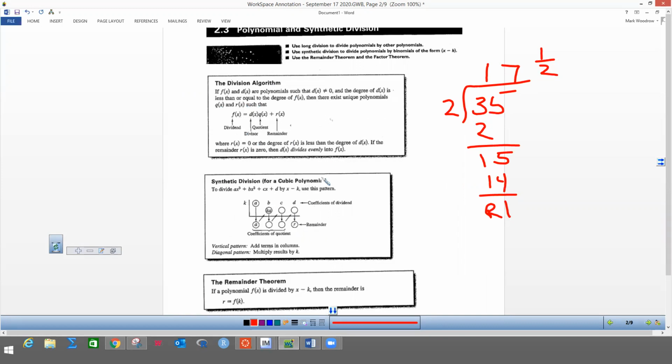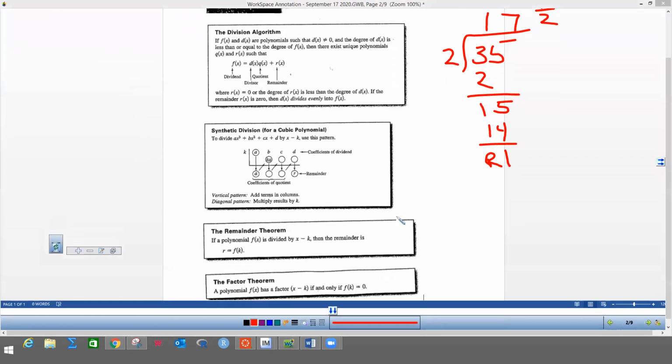Synthetic division, it looks like this when we set it up, and I'm just going to go through an example and tell you how to do it. The remainder theorem says that if a polynomial f of x is divided by x minus k, then the remainder r is f of k. So in other words, whatever value you get here, when you divide by this k, it gives you a point. The point is k and the remainder, which we usually say is x and f of x. So whatever number I'm dividing by, in this case would be 2, and we get a remainder of 1.